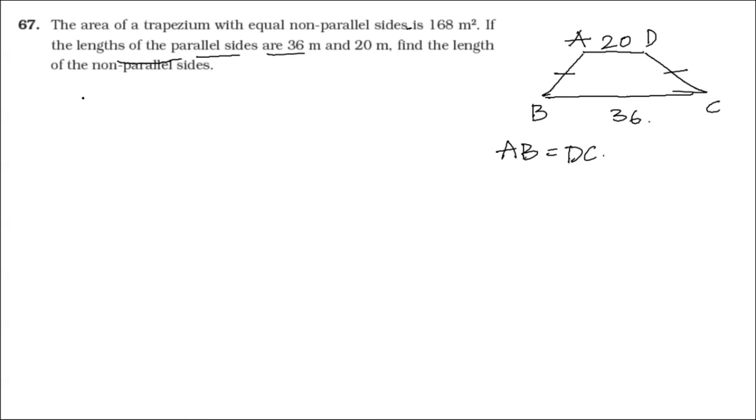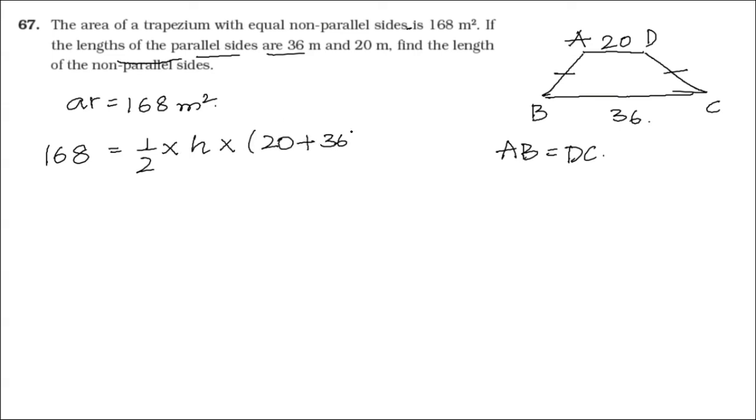What is known to us? It's the area, which is 168 square meter. This area 168 is half into the height multiplied to sum of the parallel sides. It's 20 plus 36. 20 plus 36 is 56. So height will be equal to 168 to be multiplied with 2 by 56. This exactly goes 3 times. This will be 6 meters. So height is found now.